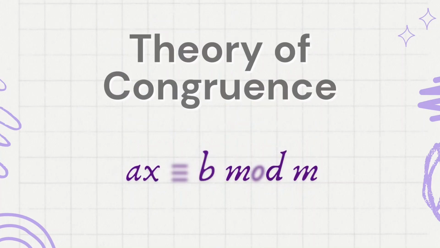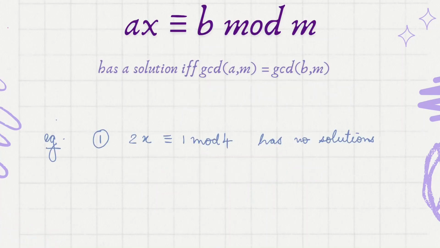Next, we'd like to discuss a specific aspect of this congruence: A times X is congruent to B mod M. Here, A, B, and M are given integers, and we need to find the values of X which satisfy this congruence. So there are certain conditions under which you find a solution for X.